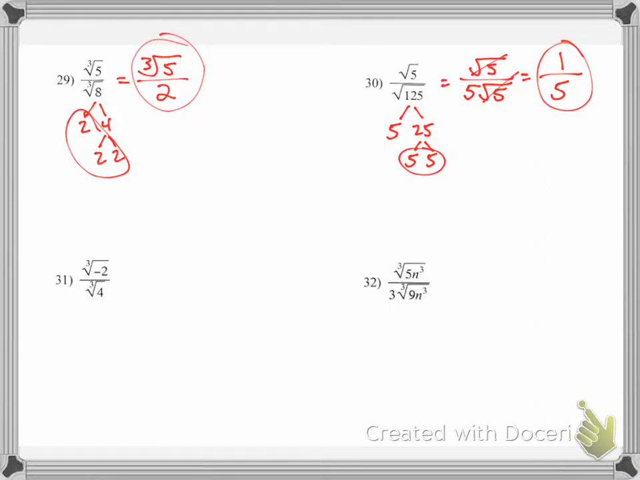So those first couple right there, they simplified pretty quickly. You didn't have to rationalize anything. What you'll see in 31 and 32, you might have to do a little bit of rationalizing, and you'll see that here in just a moment. So let's look at 31. You've got cube root of negative 2 over cube root of 4.